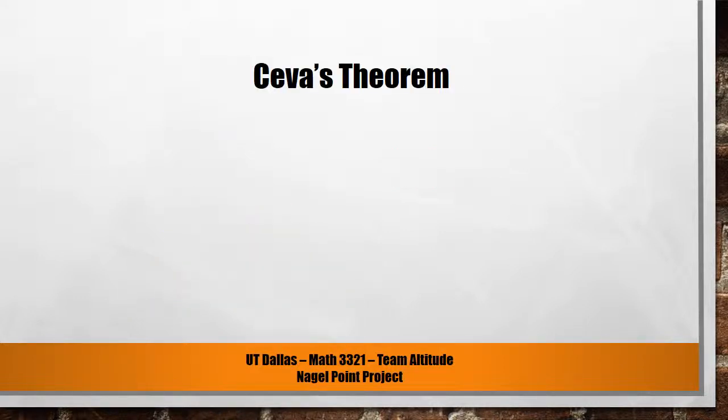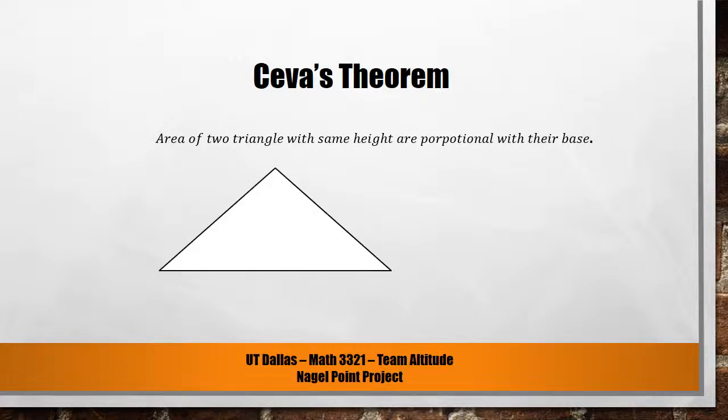The first step to prove Ceva's theorem is to prove that the areas of two triangles with the same height are proportional to their bases. What I mean by this is, in a given triangle ABC, we connect the vertex A to the opposite side BC with a line AD. Then we divide the big triangle into two smaller triangles ABD and ACD. The area of ABD divided by the area of ACD equals the ratio of the bases BD divided by CD.